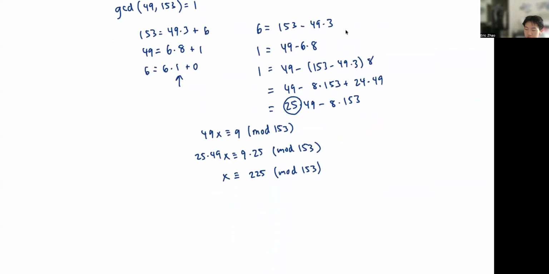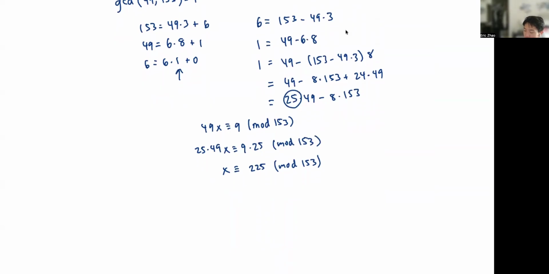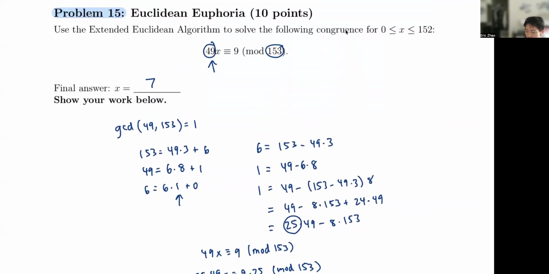We can just subtract 153 from 225. Some quick mental arithmetic. Then we get x is equivalent to 72 under mod 153. And ultimately the solution is x is equal to 72. So x is equal to 72 in this case here.